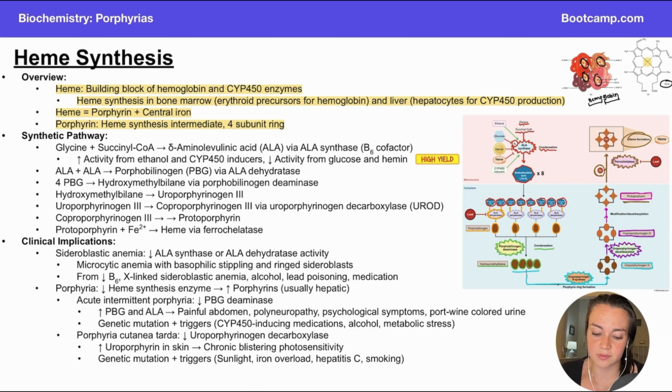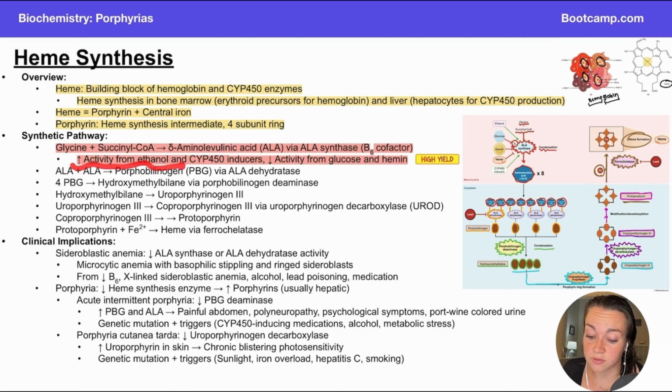Remember, our first step of heme synthesis was combining glycine and succinyl-CoA via the enzyme ALA synthase to form ALA, which stood for aminolevulinic acid. That required vitamin B6 as a cofactor. Like we said, that reaction and that enzyme represent the rate-limiting step, which means we need to be on the lookout for regulatory factors. Like I said, I'm going to talk a lot about this in the next video, but your preview here is that this reaction will be upregulated by ethanol as well as cytochrome P450 inducers, and that reaction's activity will be decreased by glucose as well as hemin, which is a synthetic form of heme.